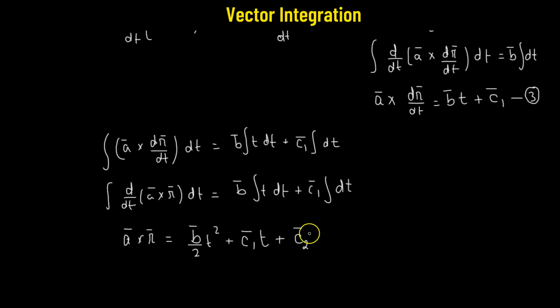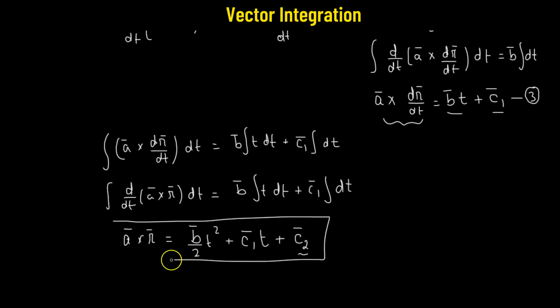So everything has to be a vector. The constant c1 is a vector. That's because on the left hand side we have a vector quantity, and b vector t is a vector quantity. Then this equation will only make sense if c1 is also a vector. Similarly, c2 must be a vector as well. That means when we integrate, we should get this final result: a dotted with r vector is equal to half t squared times vector b plus c1 vector times t plus c2 vector. That's the final result.